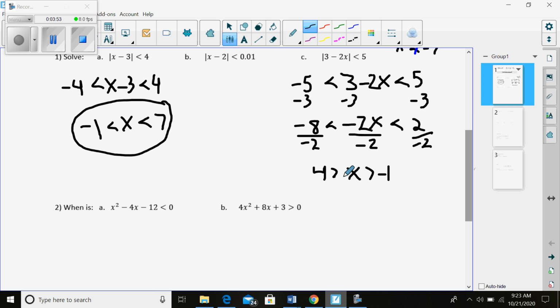So anyway, we get to here, and then this just looks awkward, right? This says 4 is greater than x is greater than -1. We want it to look more like the answer in number 1, right? Where we have the lower value on the left. So that's an easy thing to change. Let's just change it so that the negative is on the left, and then we are looking at this.